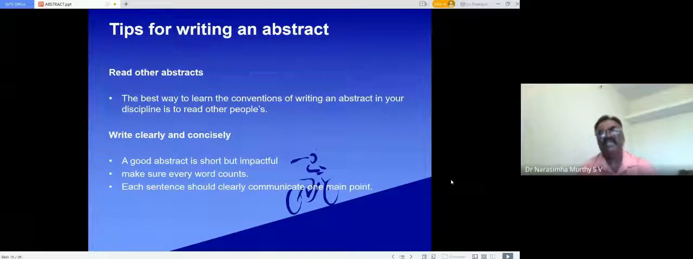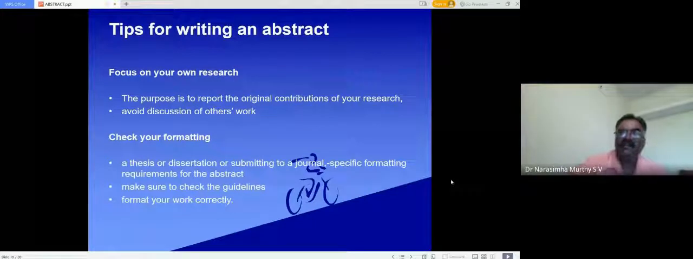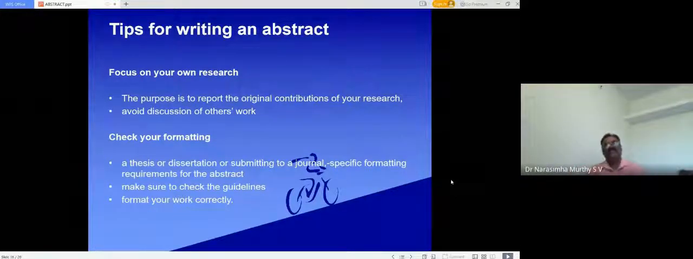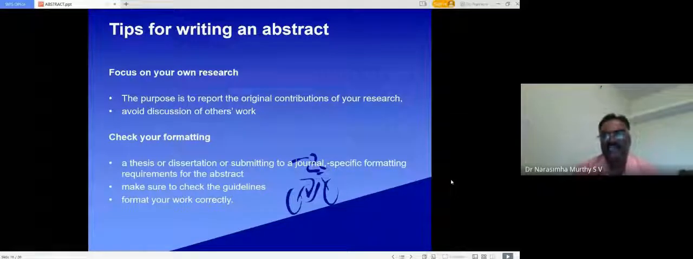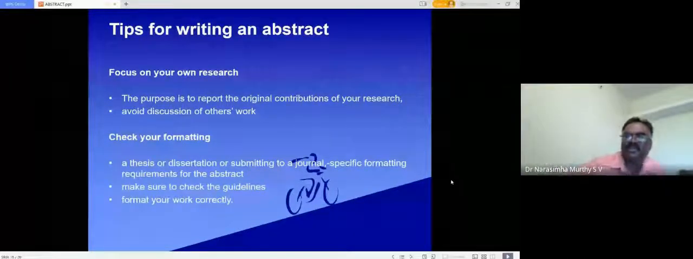It should talk about the significance of your paper, how contributing your paper is, and it should deal with only one main point. Then focus. Most of the time, we tend to borrow a lot of citations and discuss others' work. You should avoid discussions of others' work in your abstract, because the purpose is to report the original contributions of your research. Therefore, never bring in these things. Focus on your own research.